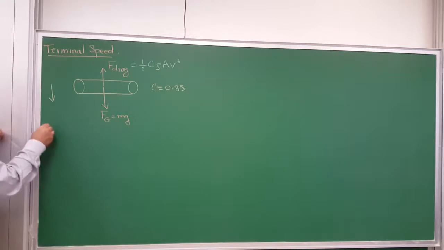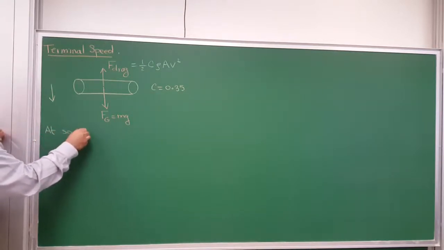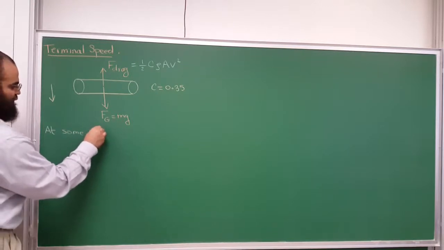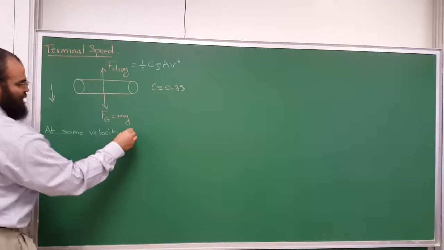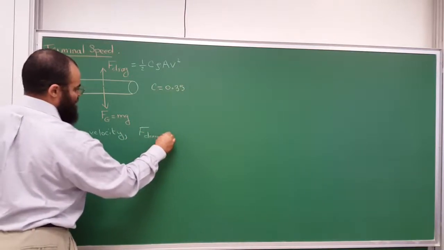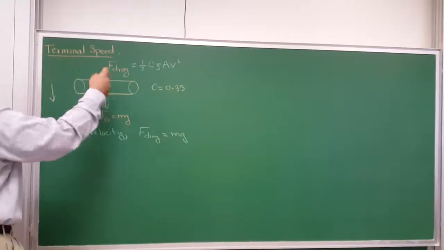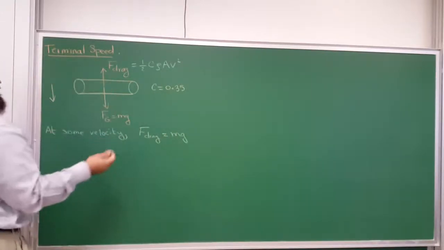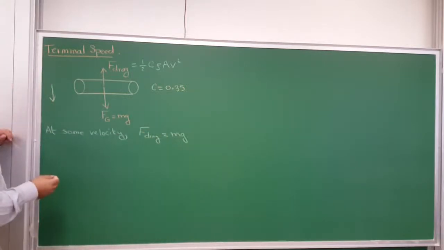So I will write here, at some velocity, the drag force will equal mg. So this one is upward, this one is downward. If you like, drag force minus mg equals 0, so the drag force will equal mg. So what would the speed at that time be?